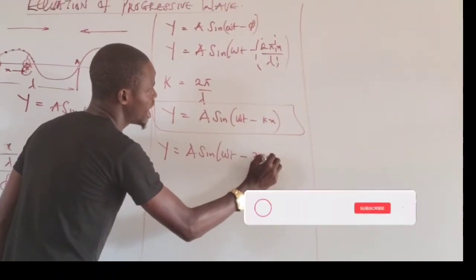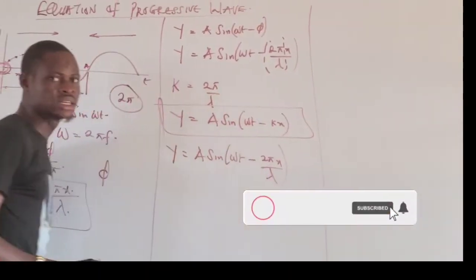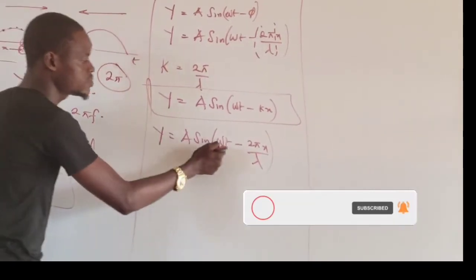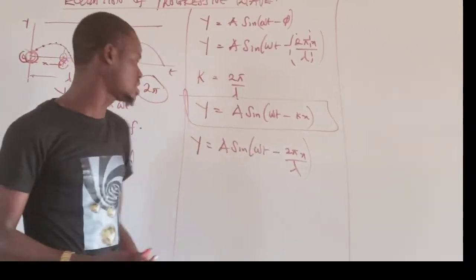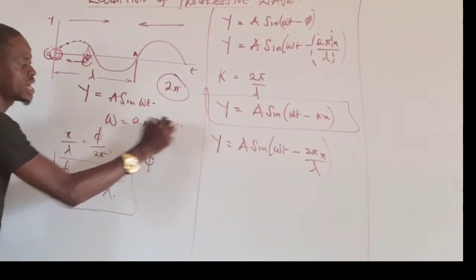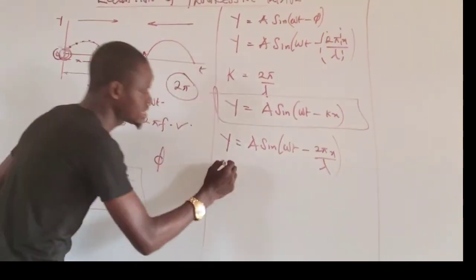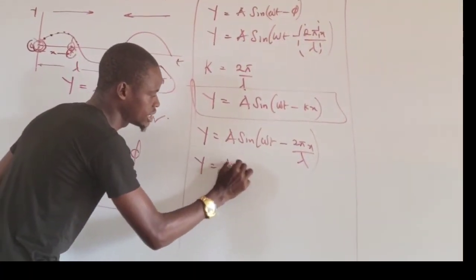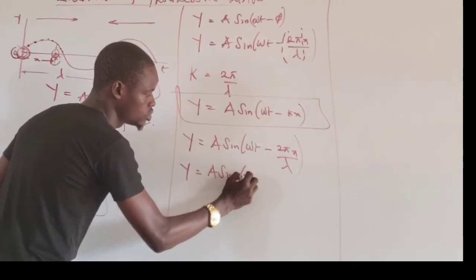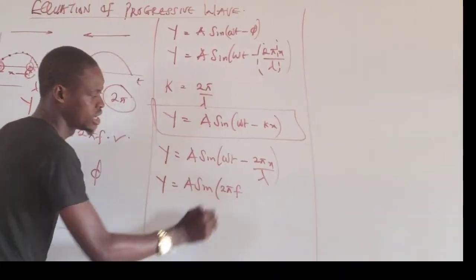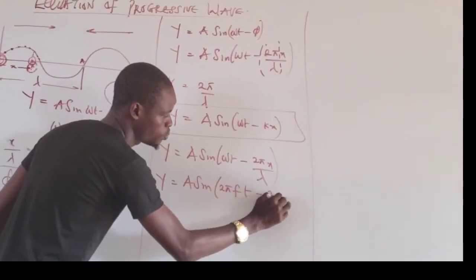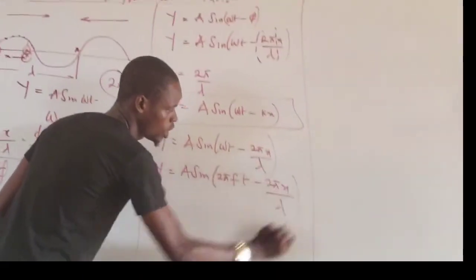Now, I can take this equation further by saying y equals a sine (Wt minus 2 pi x over wavelength). How do we go about this? Since my W represents the angular frequency, and my angular frequency is given as 2 pi f, I can easily say y equals a sine (2 pi frequency times time minus 2 pi x over wavelength).